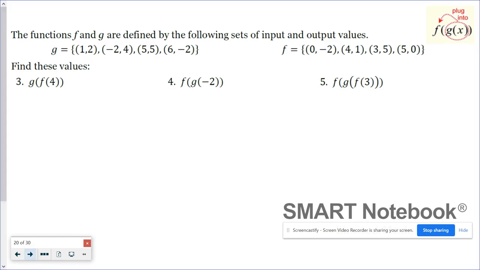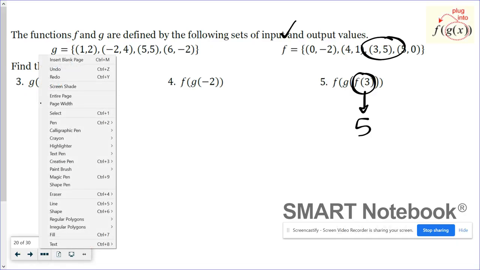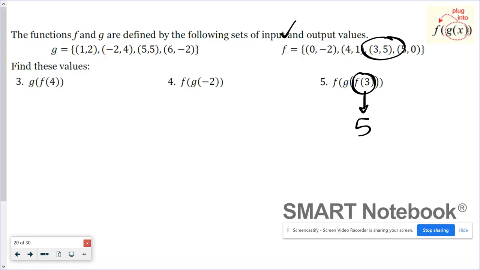Number 5, so if you're like, what? Because it looks different from 3 and 4, honestly, it's not that bad. We just have one additional step, okay? So we start on the inside. The inside says f of 3. So f of 3, okay? And that answer there is 5. I'm going to use a different color since there's more going on here. So now we have f of g of 5.